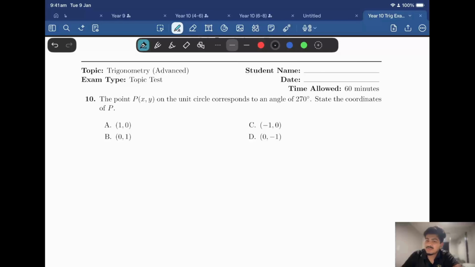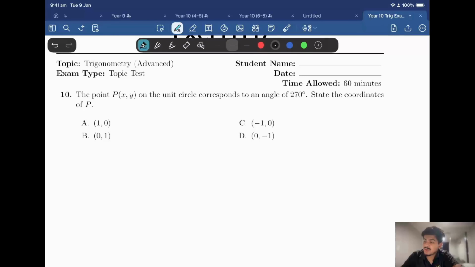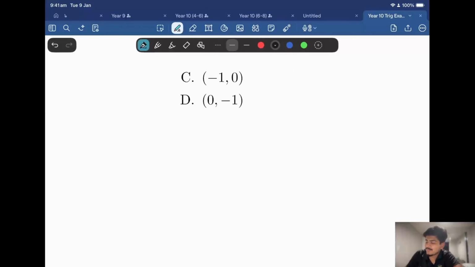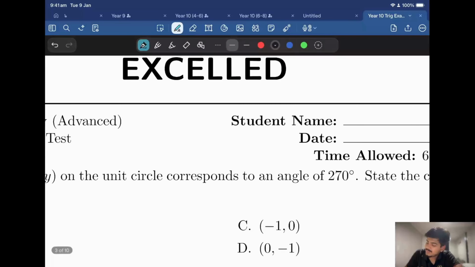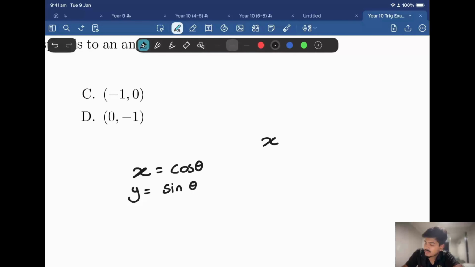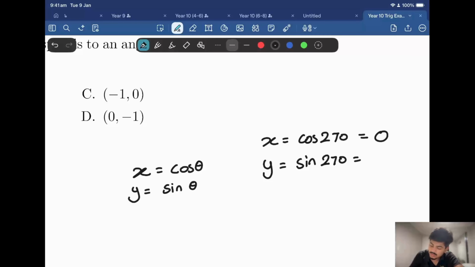So this question, you guys need to remember what x and y mean on the unit circle, right? So if you guys recall, x is equal to your cos theta on the unit circle, and y is equal to your sine theta on the unit circle. Okay, so if x is equal to your cos theta, what's your theta? Your theta is 270, right? So x is equal to cos 270. So if you put that in your calculator, or if you know that mentally, you should know that it's just equal to 0. Okay, and y is equal to sine 270, which is just -1.